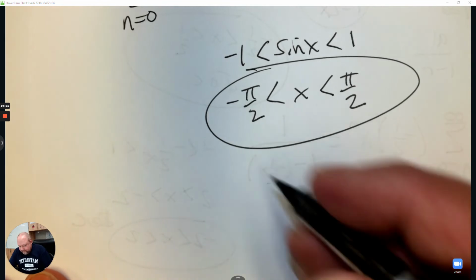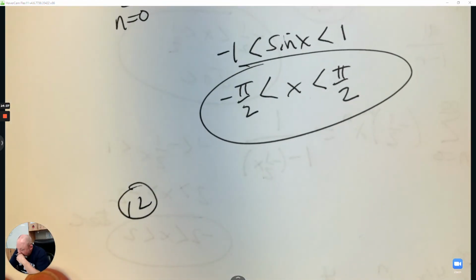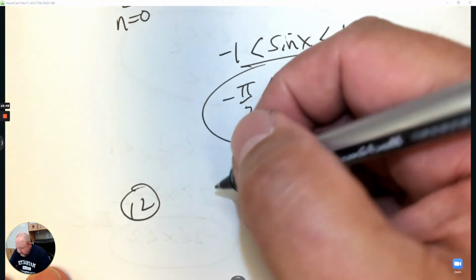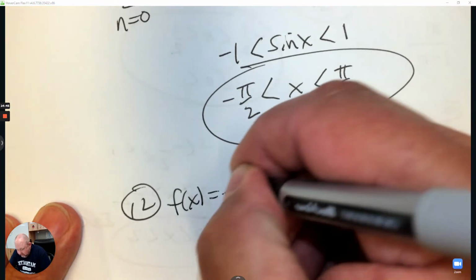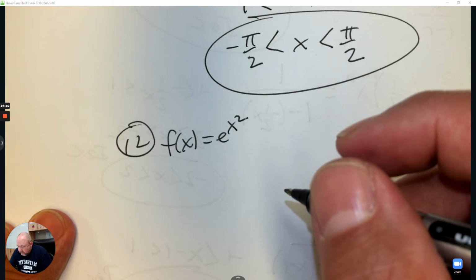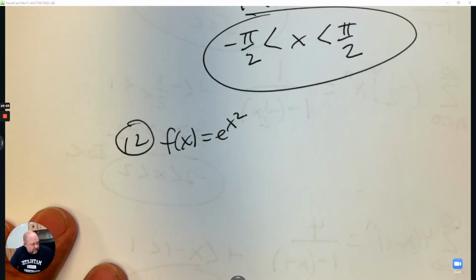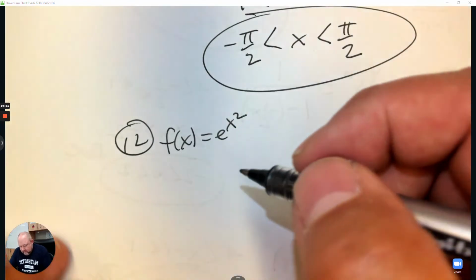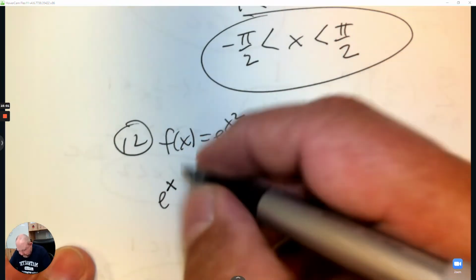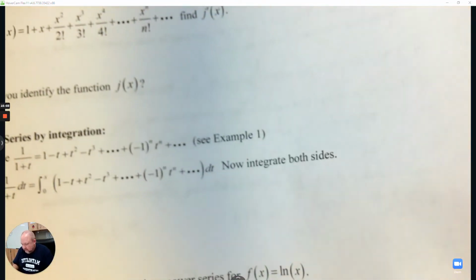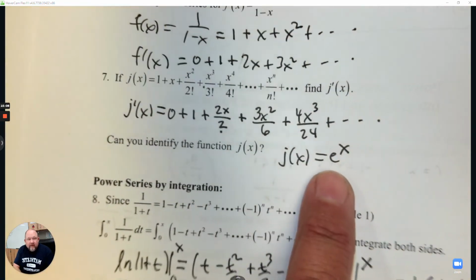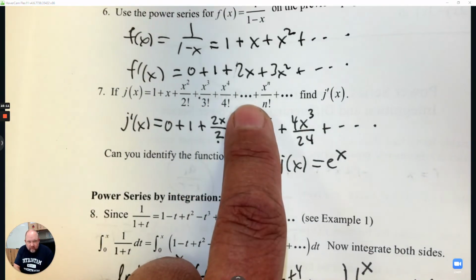All right, number 12. Use the results of example 7 on the previous page to write a power series for f at x equals e to the x squared. Show 4 terms and the general term. So on the previous page, e to the x was the same as this. So that's what I'm going to follow.